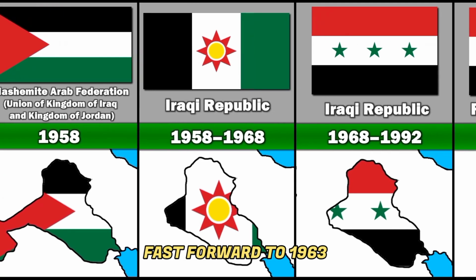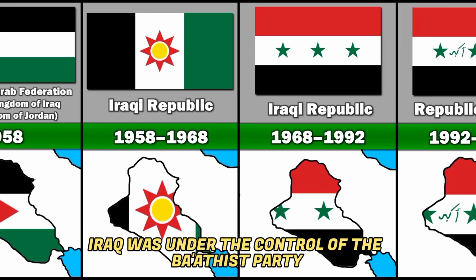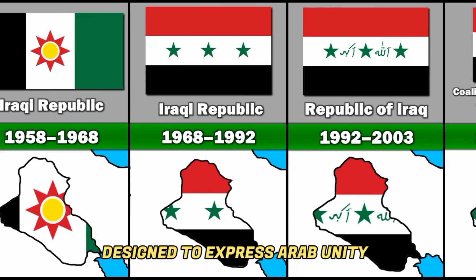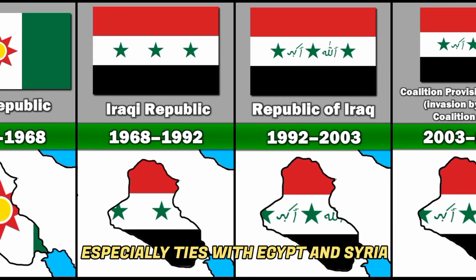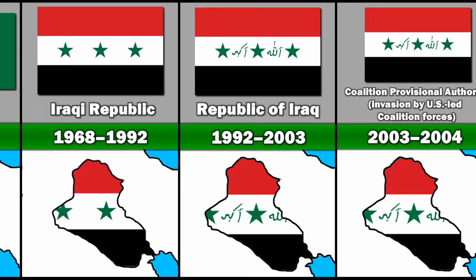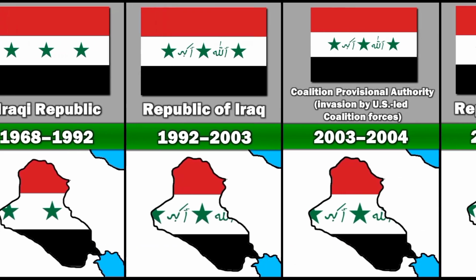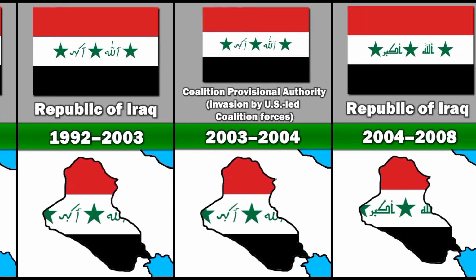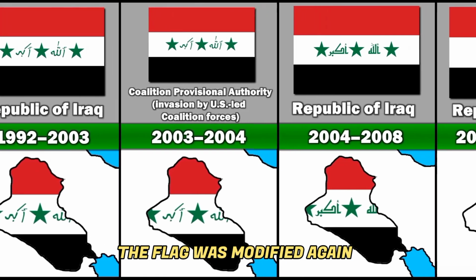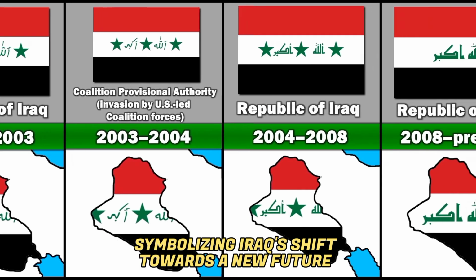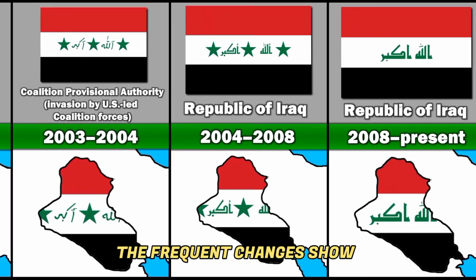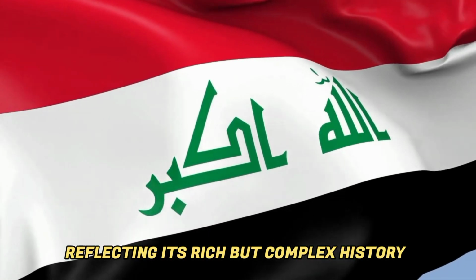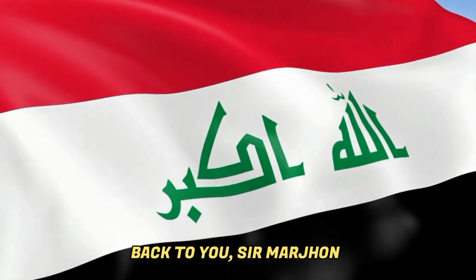Fast forward to 1963, Iraq was under the control of the Ba'athist Party. They introduced another version of the flag, designed to express Arab unity, especially ties with Egypt and Syria. Under Saddam Hussein's rule, the words Allahu Akbar were added, giving the flag a stronger religious element. Finally, after 2003, with the fall of Saddam's regime, the flag was modified again, symbolizing Iraq's shift towards a new future. The frequent changes show how Iraq's identity and politics have evolved over time, reflecting its rich but complex history. Back to you, Sir Marjhon.